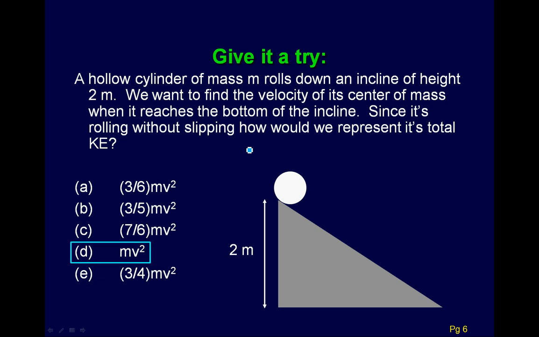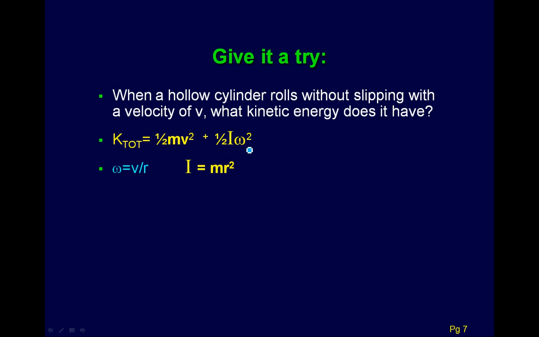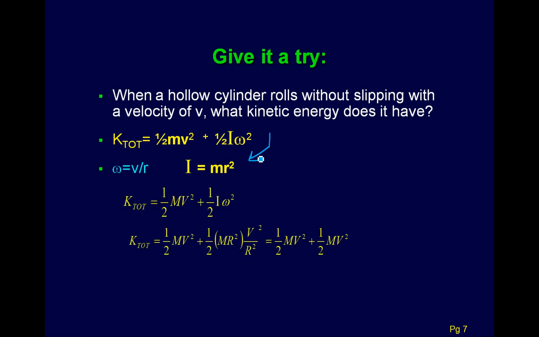Okay, hopefully you got D. If you look this up in our book, the moment of inertia is mr squared without any fraction in front of it. The fraction would be 1 maybe, if you want to think about it that way. And so here when I write this out, again the r squareds cancel, and I have 1/2 plus 1/2, and so it's mv squared.